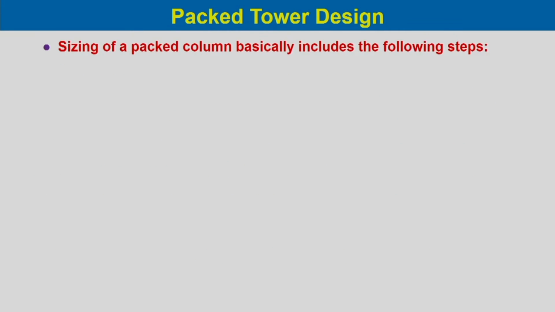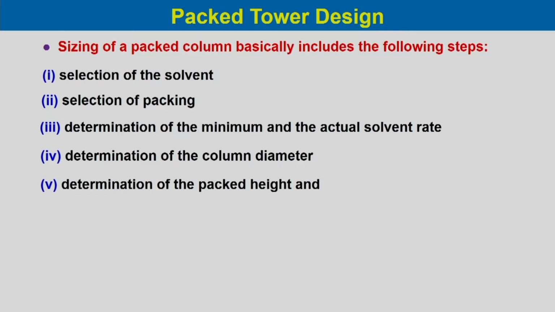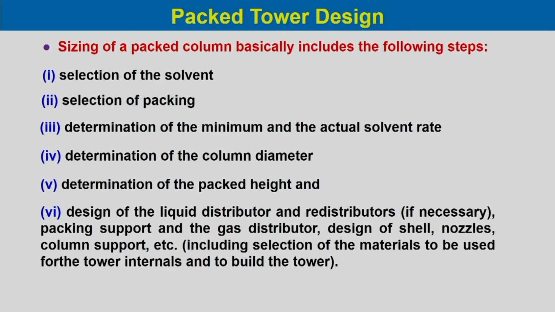Now, the sizing of a packed column includes a few steps which we need to consider. First is the selection of the solvent, and second is the selection of packing, then determination of the minimum and actual solvent rate, determination of the column diameter, determination of packed height, and the design of the liquid distributor and redistributor if necessary, packing support and the gas distributor, design of nozzles, column support, including selection of the materials to be used for the tower internals and to build the tower.